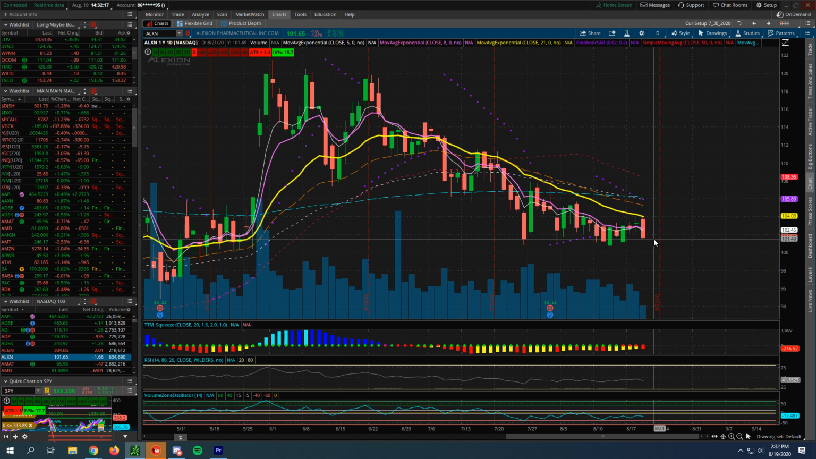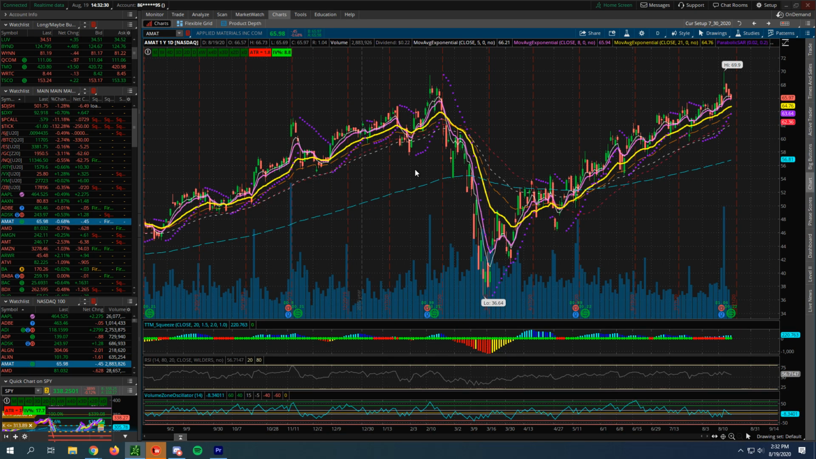If it starts breaking below the 101 price target, we could see some significant downside. To the upside, we really need to see the 5 and 8 cross through the 21 and those candles really start closing above the 21 EMA. Next one is AMAT, Applied Materials.